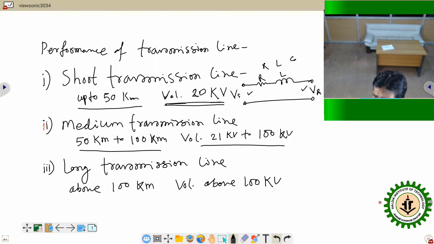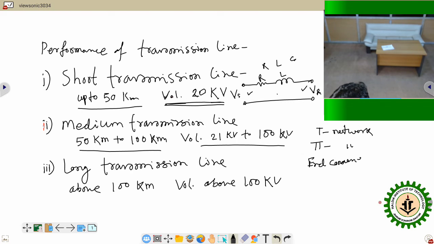So based on this, the medium transmission line is again categorized into three different parts. What are they? The T network type transmission line, the pi network type transmission line, and another is the end condenser method. End condenser. Okay. So what is this classified? We consider the capacitance here.